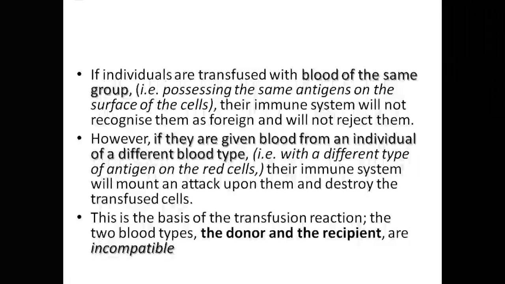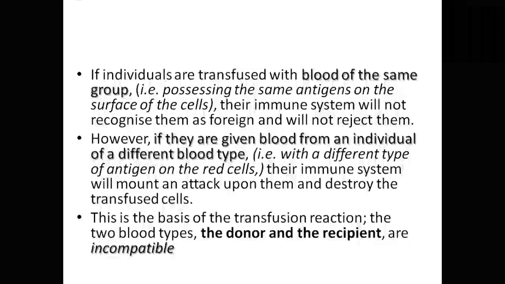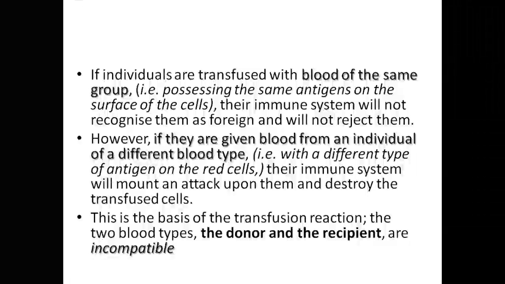If individuals are transfused with blood of the same group, possessing the same antigen on the surface of the cell, for instance, patient A has blood cells with the same antigen or surface protein as patient B who is about to donate the blood, that's what we call the same group. Both patient A and B have similar antigens. The immune system will not recognize them as foreign and will not reject them. Because patients A and B, one transfusing the other, have similar surface antigens, the antibodies, which are responsible for identifying any invasion, will not cause any reaction because they recognize them as similar to what is found within the body. So there will be no reaction and no rejection.